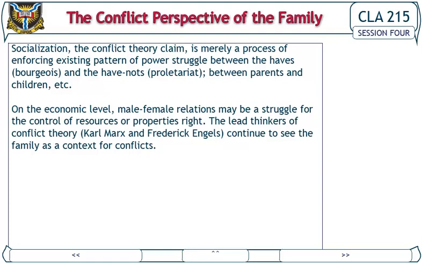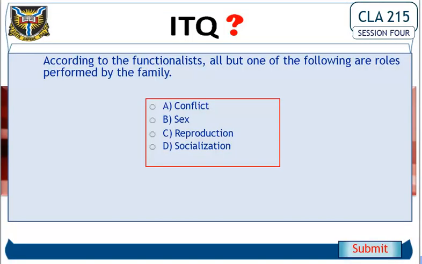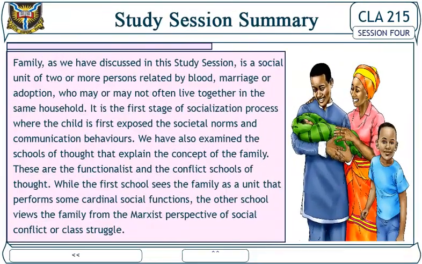The lead thinkers of conflict theory, Karl Marx and Friedrich Engels, continue to see the family as a context for conflicts. Study session summary. Family, as we have discussed in this study session, is a social unit of two or more persons related by blood, marriage or adoption, who may or may not often live together in the same household.